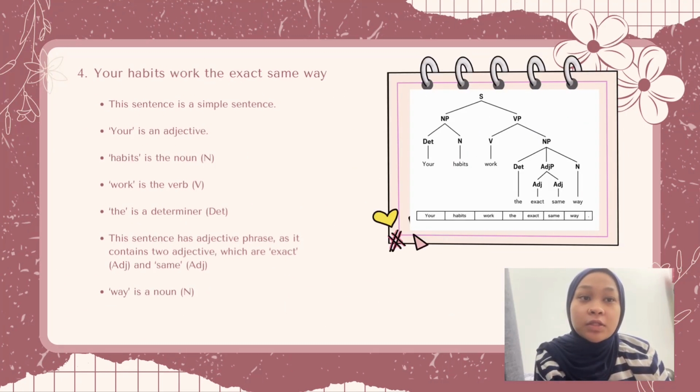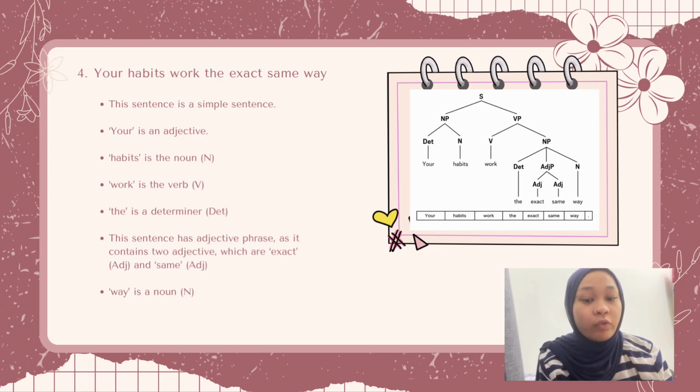The next sentence for this caption is "Your habits work the exact same way." So the sentence is also a simple sentence because it contains only one independent clause, one subject and one predicate, where the subject for this sentence is "your habits," while the predicate is "work the exact same way."